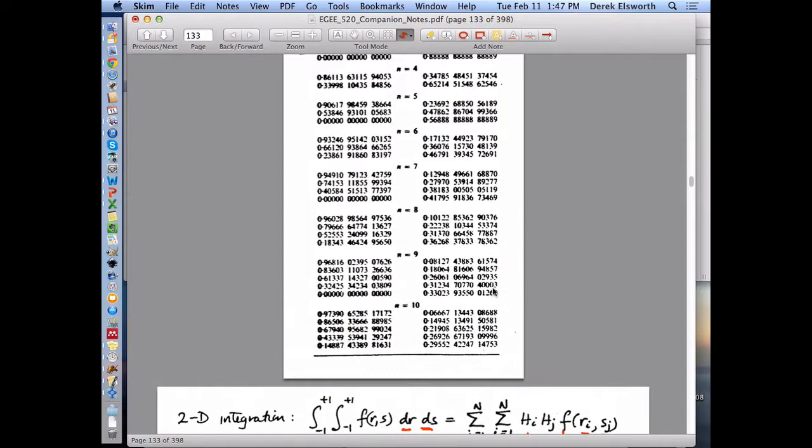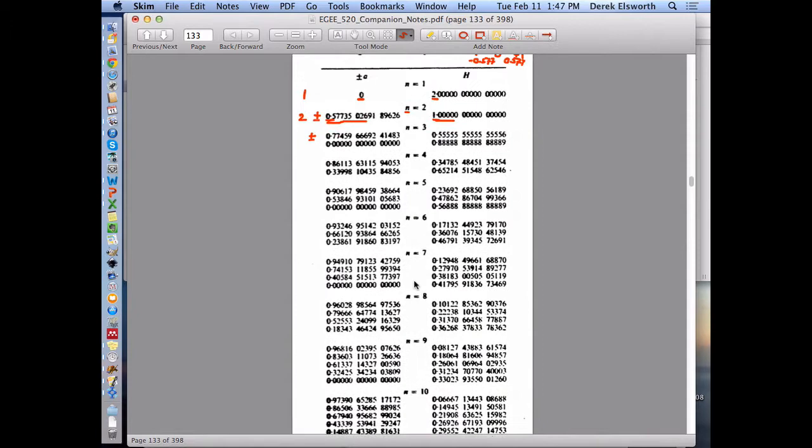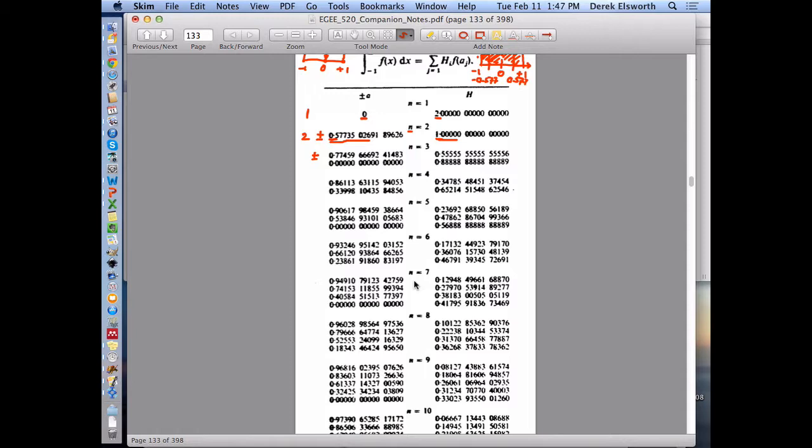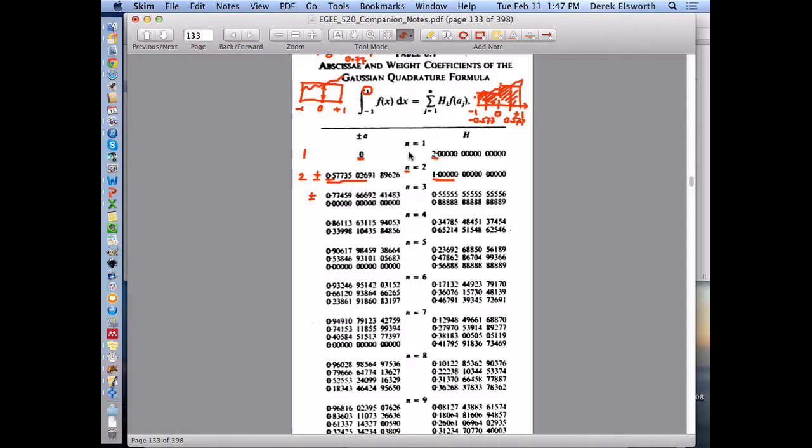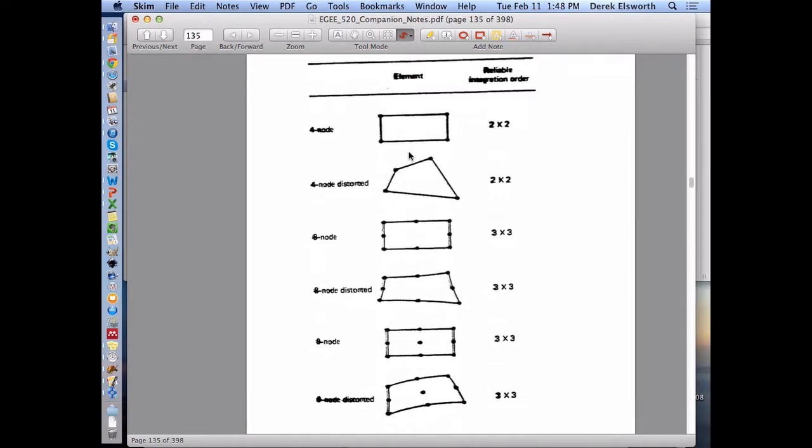Obviously there's a penalty in doing this. You'd like to use it so you get the exact result, but you don't necessarily want to use it so that you get more than the exact result, because you don't get any extra benefit from it. So what you need to know is something about what the variation of the function is within the element. And if you know that, you can make a good decision as to what order of quadrature you'd use for these two-dimensional elements.